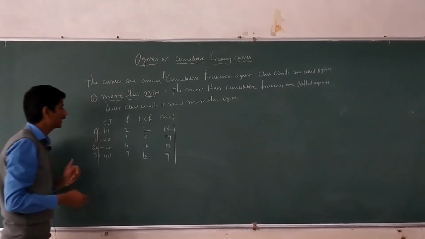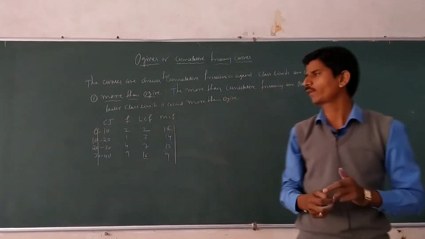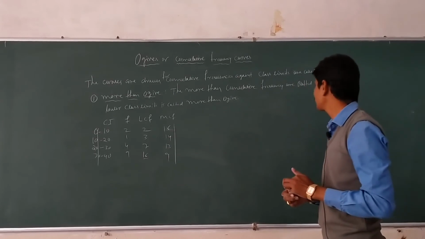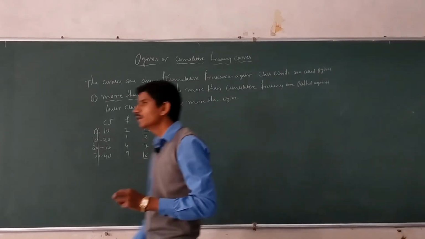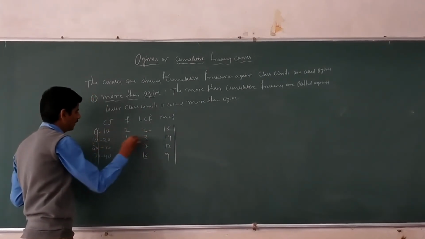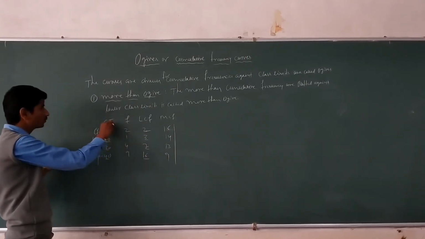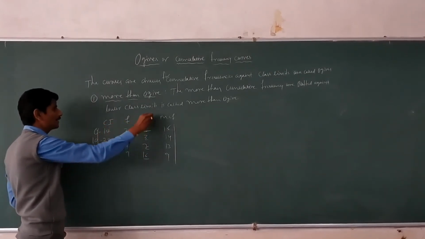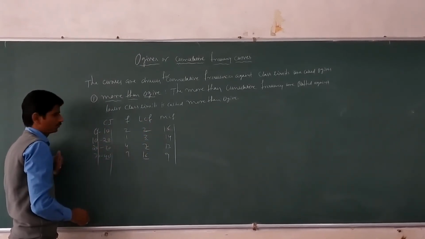Then the second one is the less than ogive. What is the less than ogive? The less than cumulative frequencies are plotted against the upper class limits. Here 10 is 2, 20 is 3, 30 is 7, and 40 is 16.